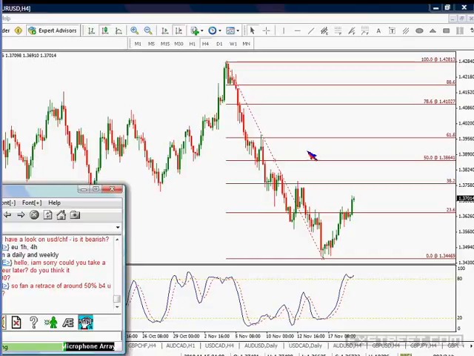A retracement, at least, that's right, Ed. You should look for a retracement of at least 50% before you use the fan levels. That's the general thumb rule.